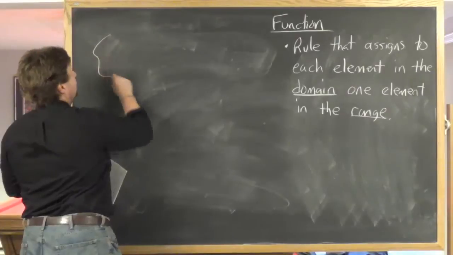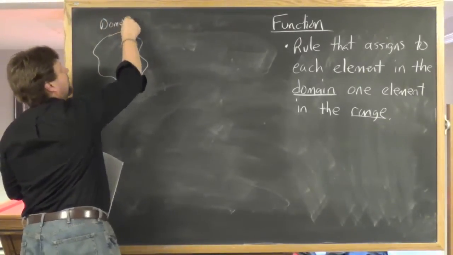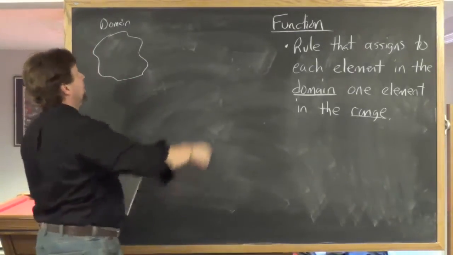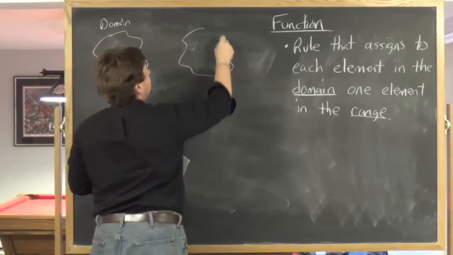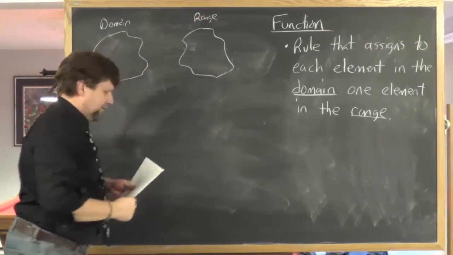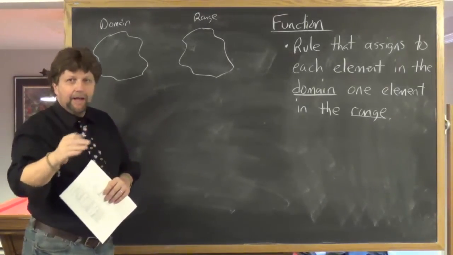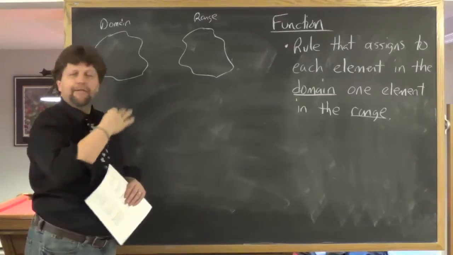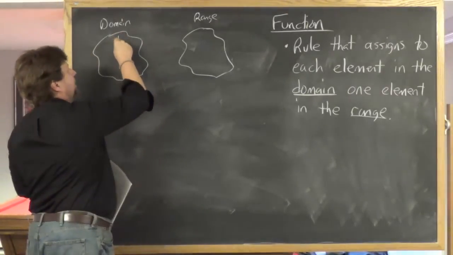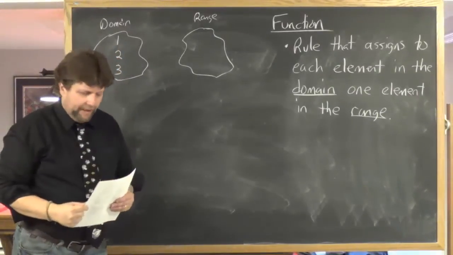So let me make a blob here, and in this blob I'm going to say represents the domain of some function, and here's another blob which will be the range. Let me define a few elements, and most of the time elements are going to be numbers. Let me define a few elements that are in the domain of this unknown function. Lack of creativity, I'm just going to say 1, 2, and 3.